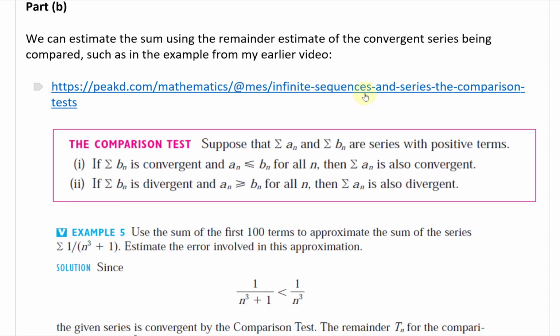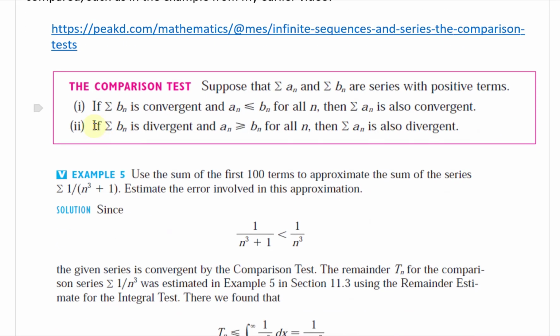So this is from the comparison test earlier video. So the comparison test, again, recap on it. Suppose that the series summation of an and this series summation of bn are series with positive terms.